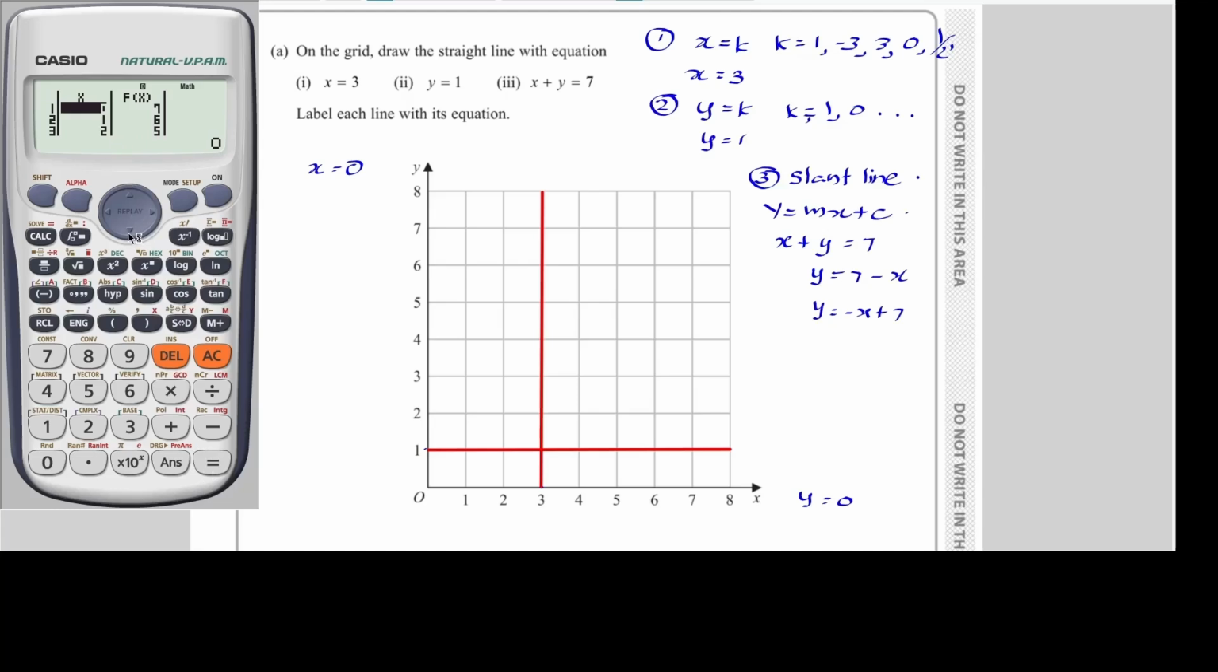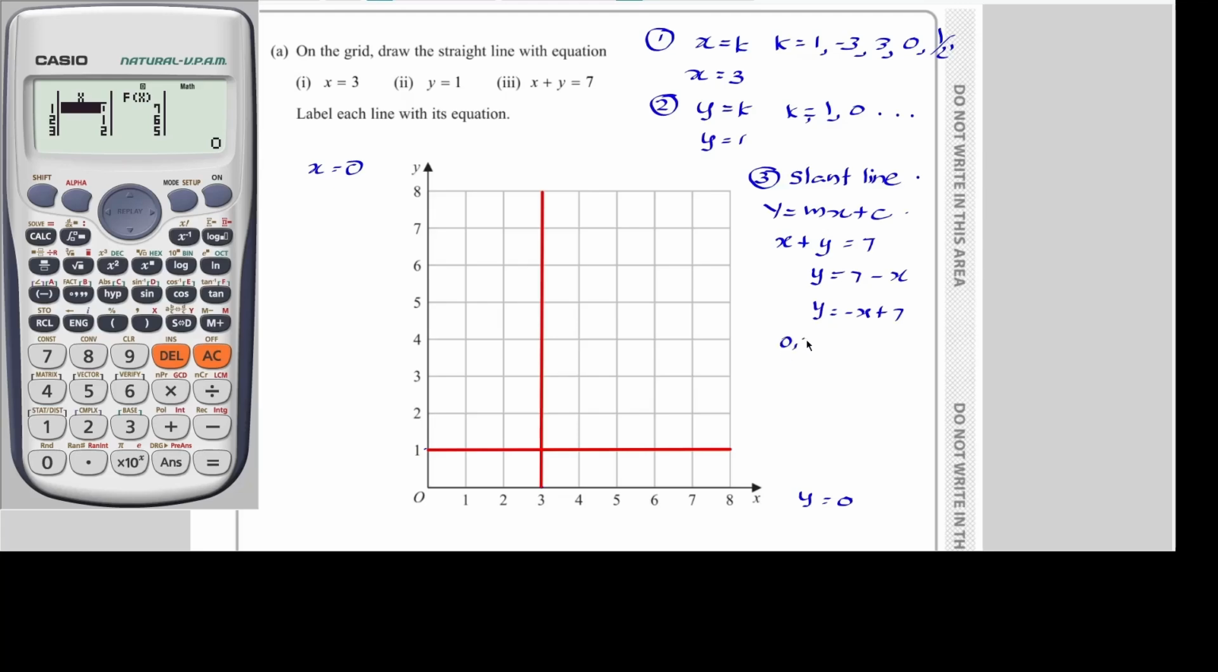Now you got to draw the table. Can you see the values? So I'm going to draw the table. So 0, 7, 1, 6. When x value is 0, x coordinate is 0, y coordinate is 7. When x coordinate is 1, y coordinate is 6. So you got to write them down. Let's write them down. I'm going to write them down, those coordinates.